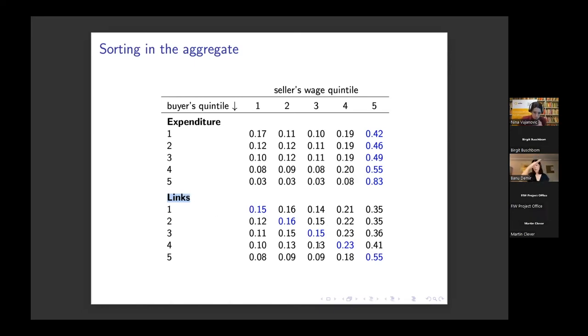And here what we care about is really how diagonal it looks. Here we get more than 50% of links for a high wage buyer are with other high wage sellers in the market. Okay, it's all very clear. Good, thank you. And it's not surprising that this is much higher than this, because remember that this expenditure one captures both the intensive and extensive margins, but this is just the extensive margin in terms of number of links. Perfect.